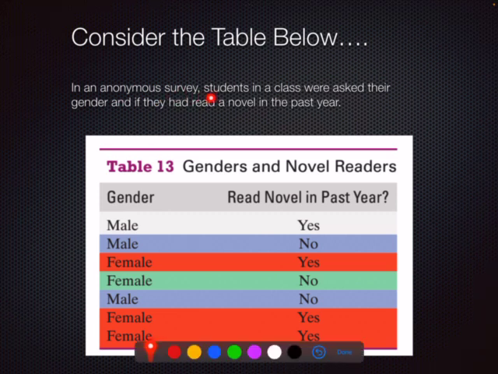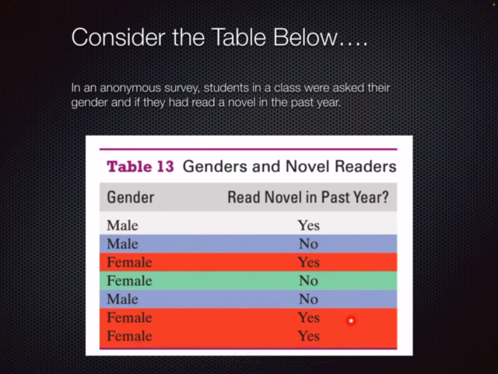In an anonymous survey, students in a class were asked their gender, male or female, and if they had read a novel in the past year. So here's at least part of the information from the survey. And they wrote down their gender. So a male said yes, he has read a novel in the past year. Another guy said no, and a female said yes.